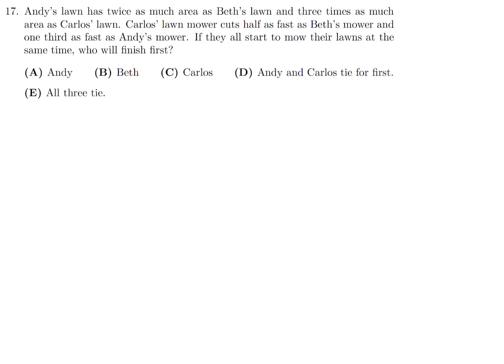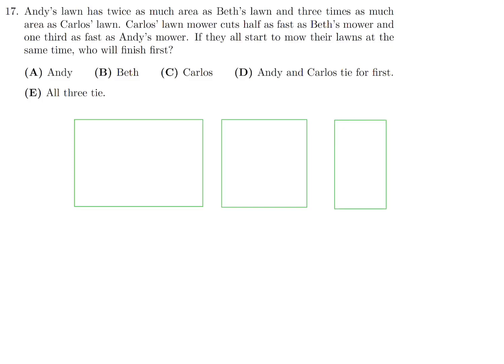Andy's lawn has twice as much area as Beth's lawn and 3 times as much area as Carlos's lawn. Carlos's lawn mower cuts half as fast as Beth's mower and 1/3 as fast as Andy's mower. If they all start to mow their lawns at the same time, who will finish first? So we can kind of illustrate this in a way that matches what information they give us in the question stem.